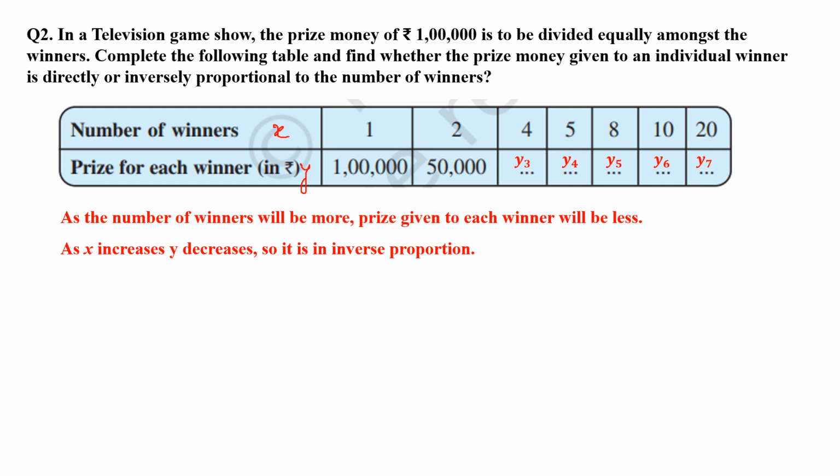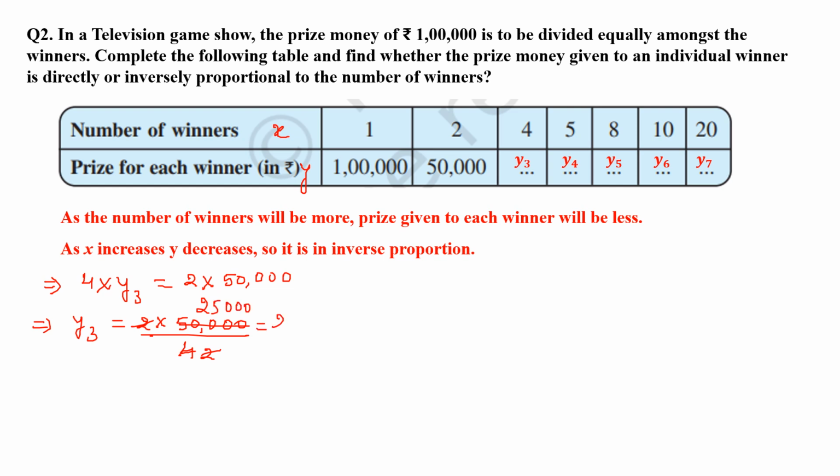So let's solve it. To find the value of y3, I am going to write 4 into y3 will be equal to 2 into 50,000 because the product of x and y is constant. So from here I can get the value of y3 will be 2 into 50,000 divided by 4. Let's simplify 2 times 2, and then this will give me 25,000. So the value for y3 is 25,000.